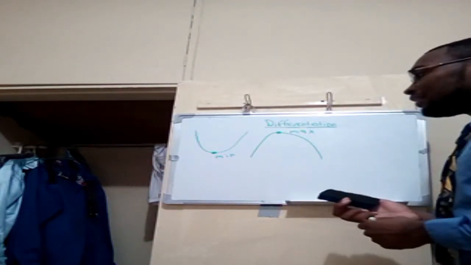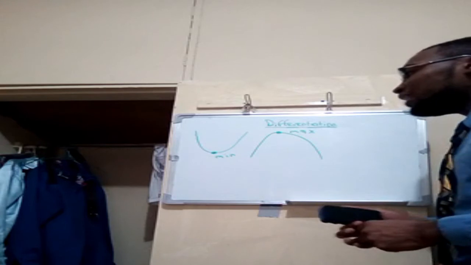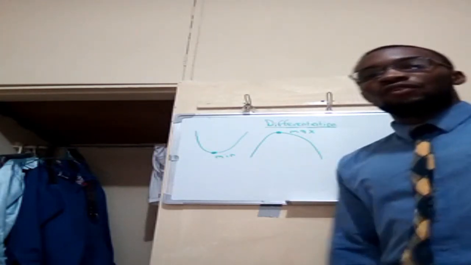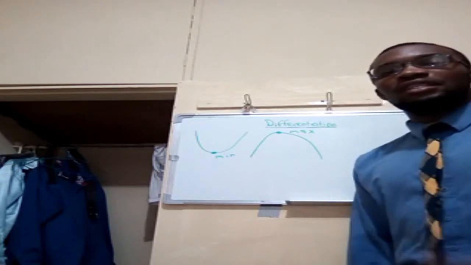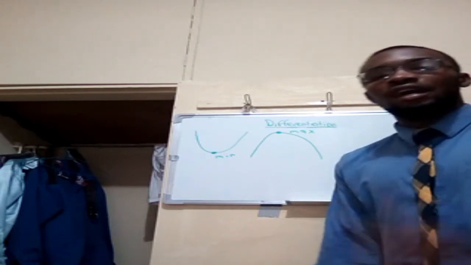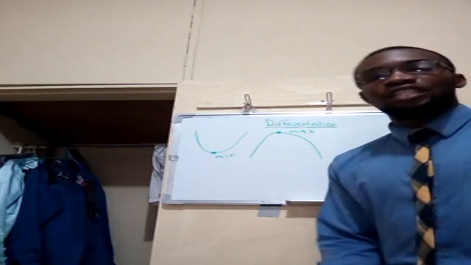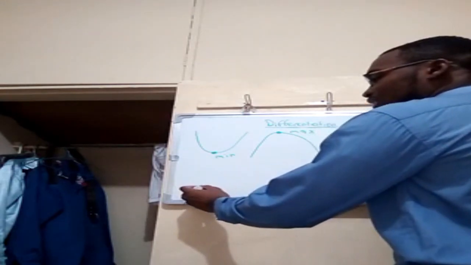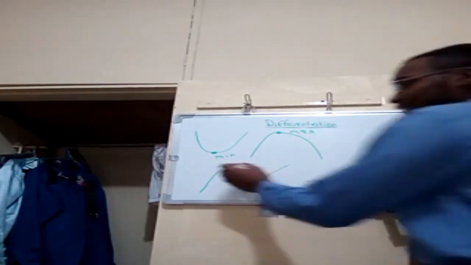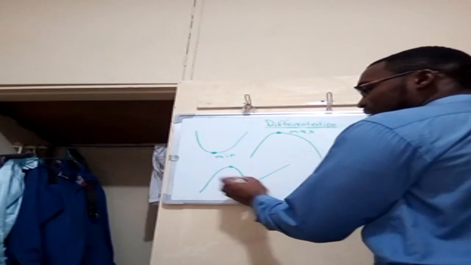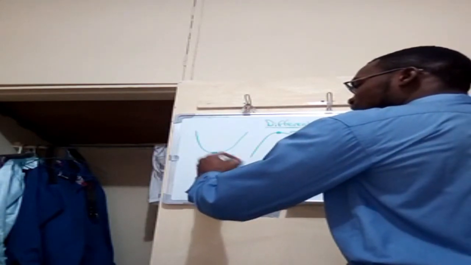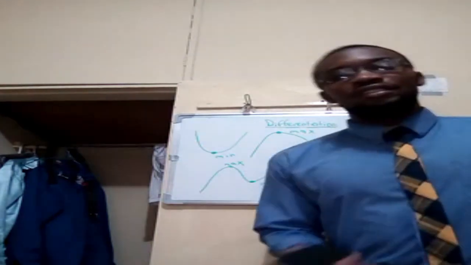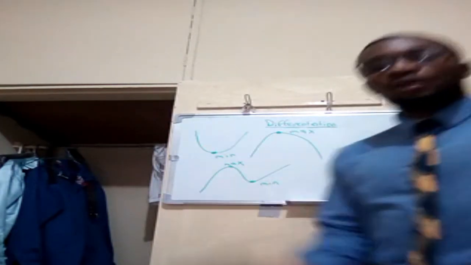We need to be able to deduce when it's a minimum point and when it's a maximum point. Differentiation allows us to do that. Now, imagine you have a function that looks like this. It has a maximum and it has a minimum. And so differentiation will enable us to find where the maximum point and the minimum point are. Alright, so that's what we're going to look at now.